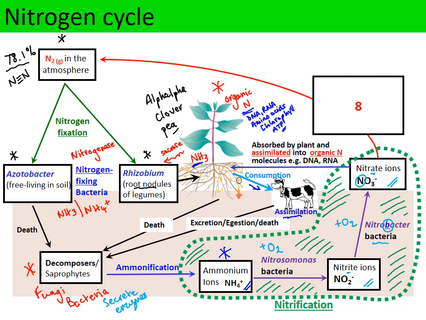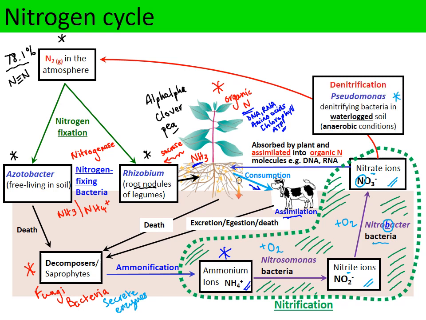Now nitrate ions in the soil make the soil very fertile, like we said. However, if the soil becomes waterlogged, for example, so there's lots of water within the soil, the oxygen available becomes much less to these microorganisms, so the soil becomes anaerobic when it's waterlogged. Now there is another type of bacterium called Pseudomonas.